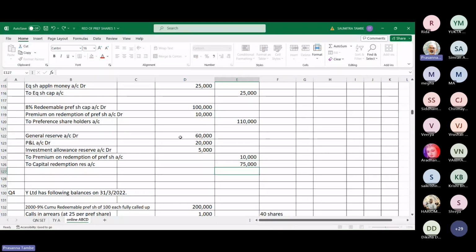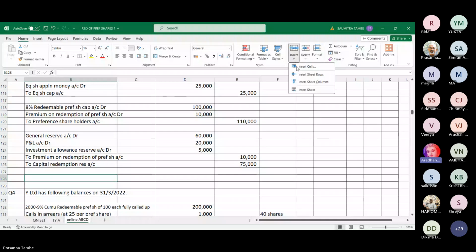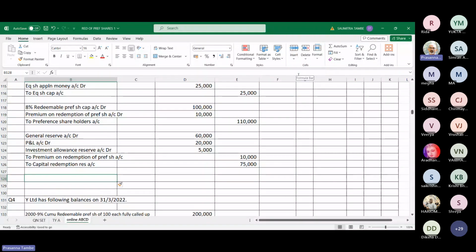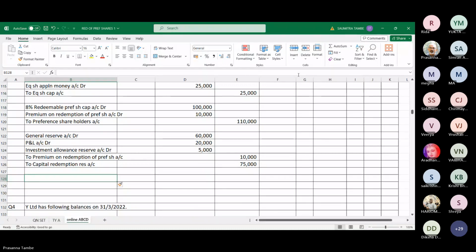Have you understood both the entries? Yes, sir. Okay. What about others? Any difficulty in these entries? No, sir. Okay. Everybody completed also?